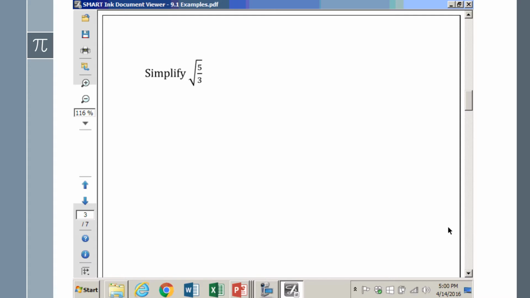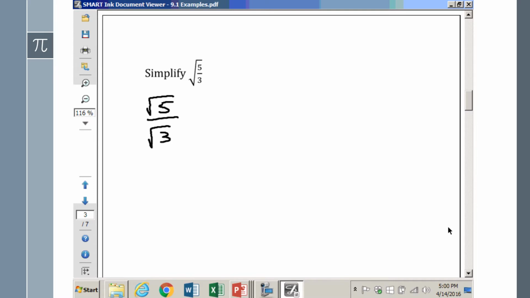Our next example is a simplification of a radical that is a fraction under the radical sign. So we can never have a radical in the denominator. That is against the rules of math. So we don't do that. We've got to get that out of there. So we're going to show the long way, and then we'll show a little bit of a shortcut. So the first thing I'm going to do is rewrite this as the square root of 5 over the square root of 3.